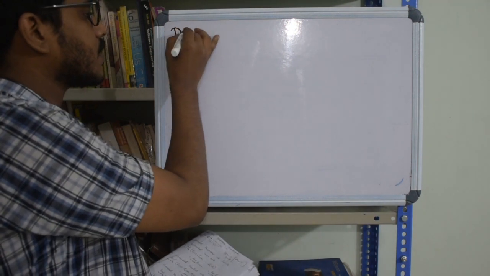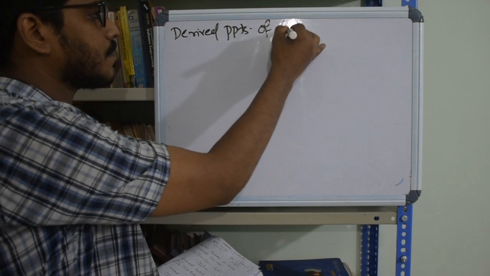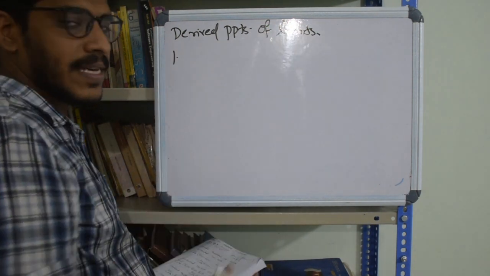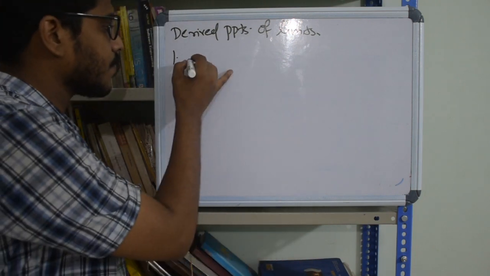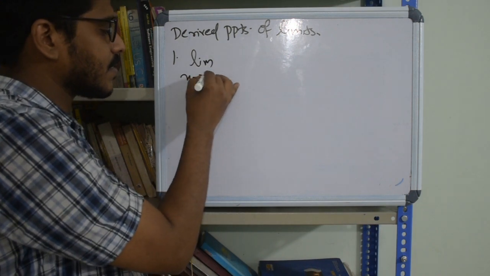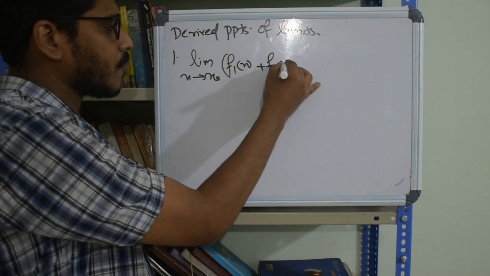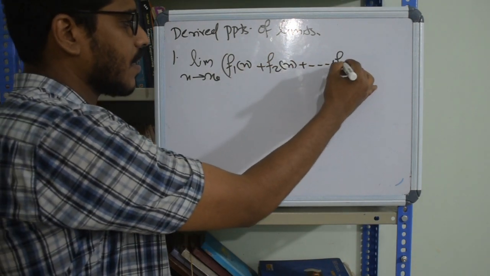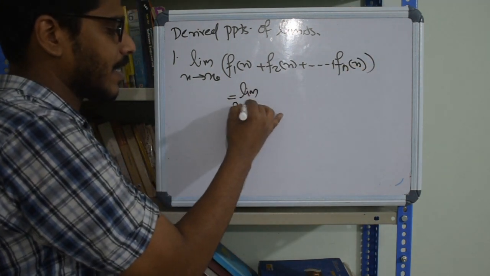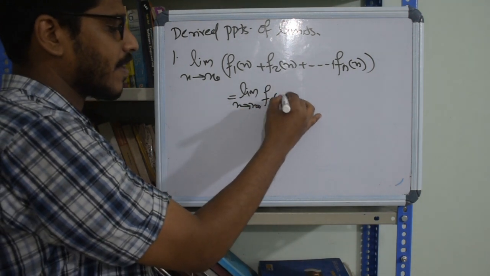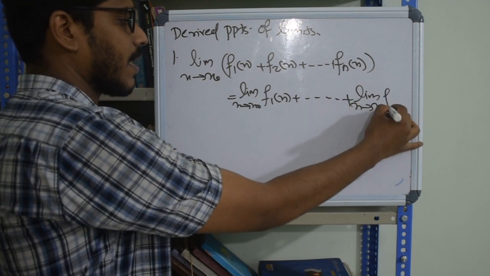So the derived properties of limits. The first property is the extended sum property, or the extended sum rule, which says limit x tends to x naught, f1 of x plus f2 of x plus etc. plus fn of x is equal to limit x tends to x naught, f1 of x plus etc. plus limit x tends to x naught, fn of x.